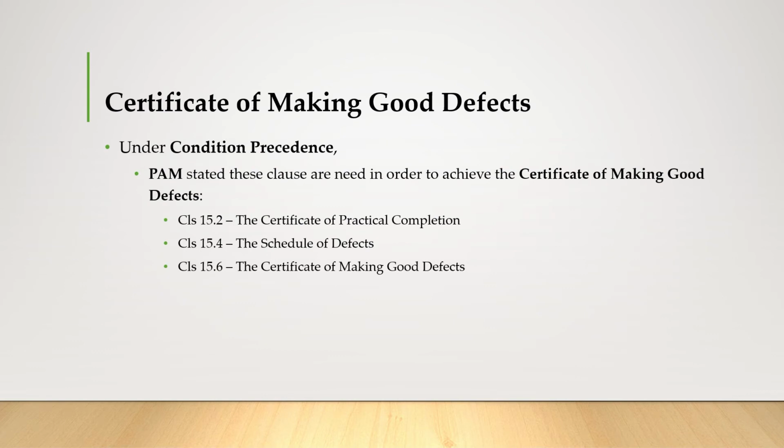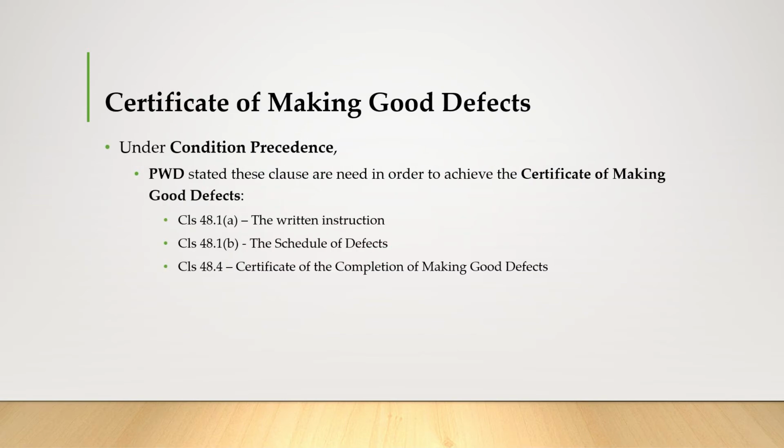So under the conditions precedent in PAM, PAM stated these clauses are needed in order to achieve the certificate of making good defects. This is clause 15.2, the certificate of practical completion, clause 15.4, the schedule of defects, and clause 15.6, the certificate of making good defects. It is the same in PWD, and the clauses in the condition precedent include clause 48.1a, the written instruction, clause 48.1b, the schedule of defects, and also clause 48.4, the certificate of completion of making good defects.